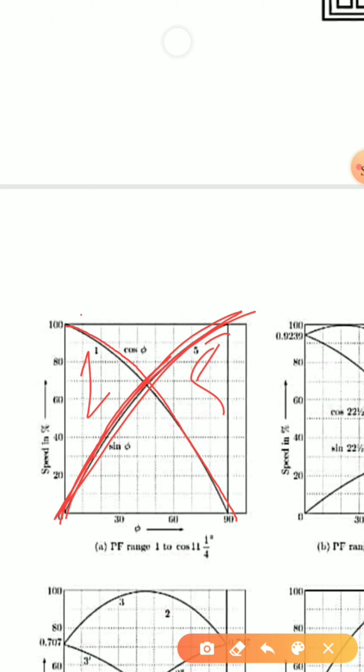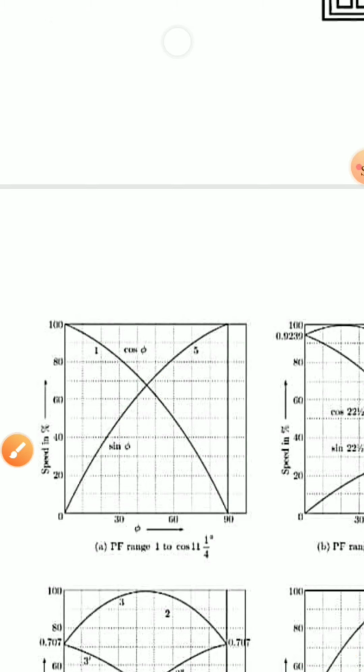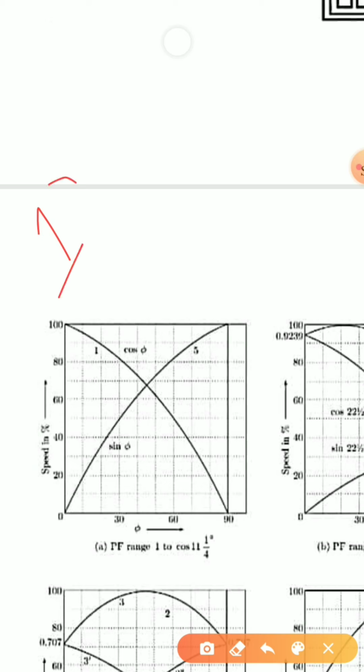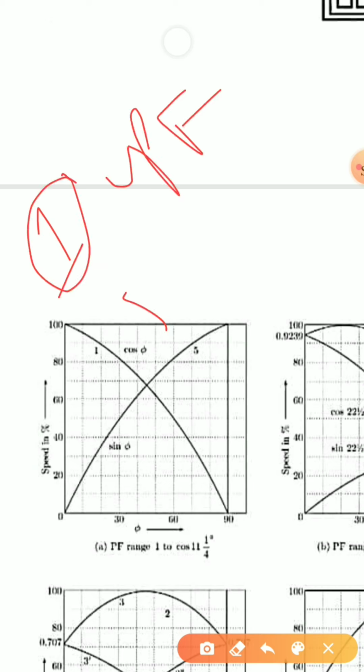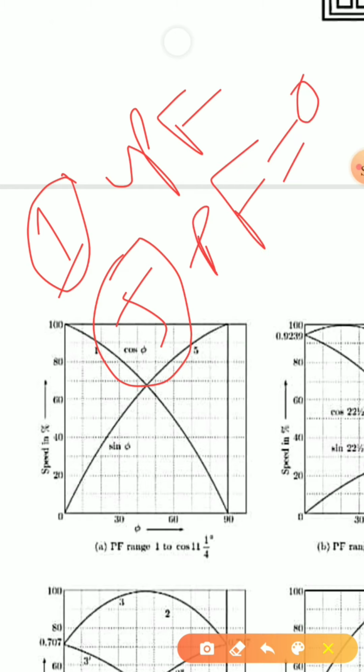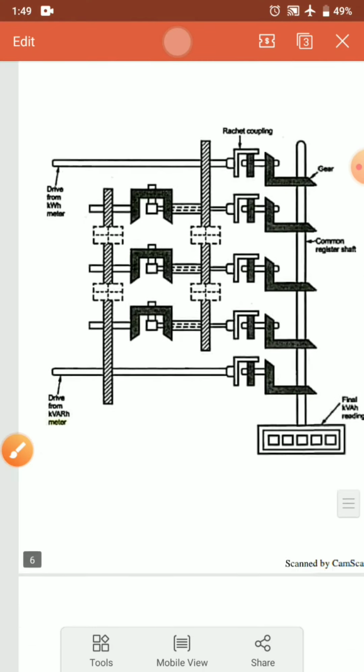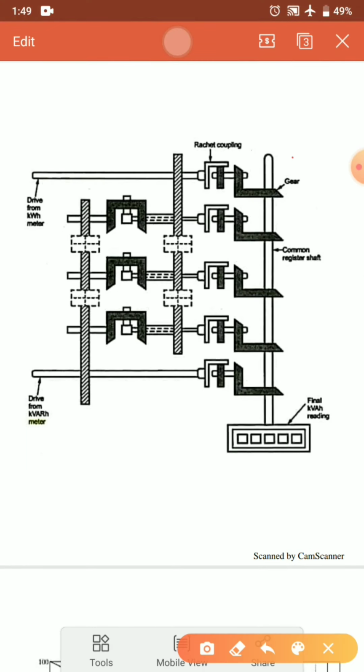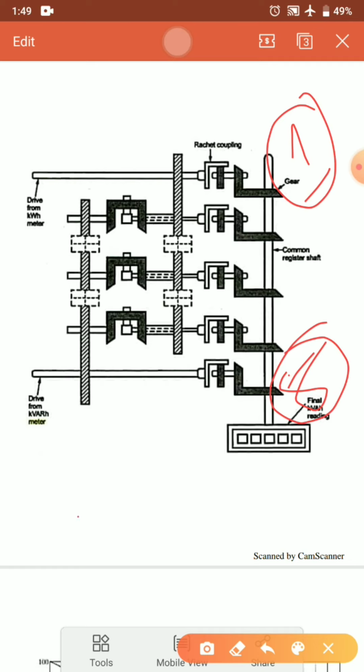Here this is shown for 2 gears, that is the first gear and the fifth gear. The first gear is when it is having unity power factor, and the fifth gear is when the power factor value is 0 and the reactive meter works. So as I've said, 5 gears are there, and it will depend on the speed. The first gear will come into picture when unity power factor is there, and the fifth gear will come into picture when the value of power factor is 0.